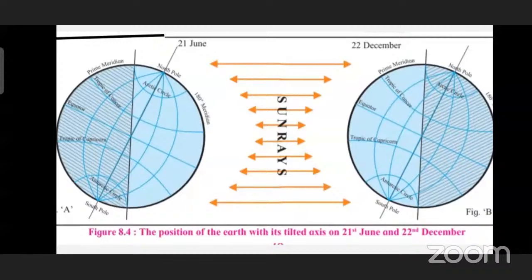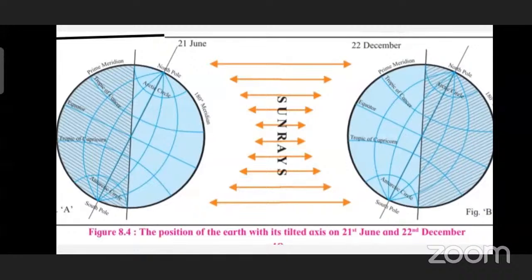Miss, I have a question. Yes, ask. Do perpendicular rays also fall on the Tropic of Capricorn when they fall on the Tropic of Cancer? Yes. The Tropic of Cancer receives perpendicular rays on 21st June and the Tropic of Capricorn receives perpendicular rays on 22nd December.